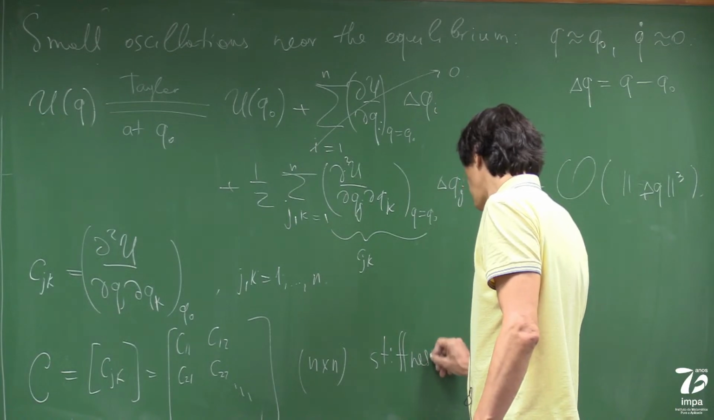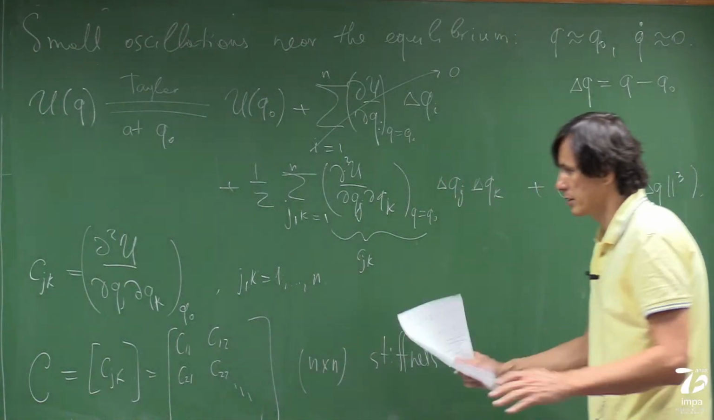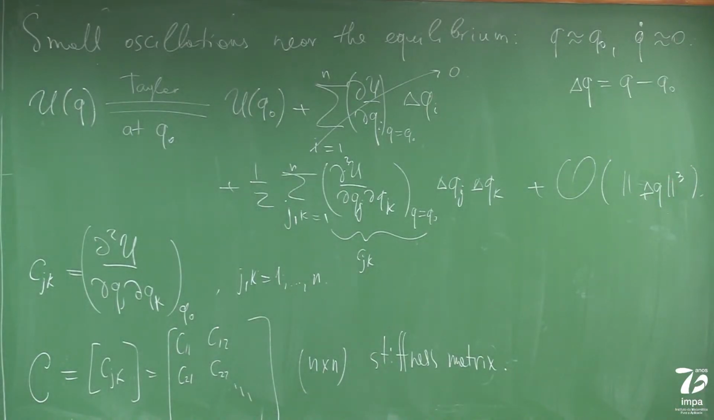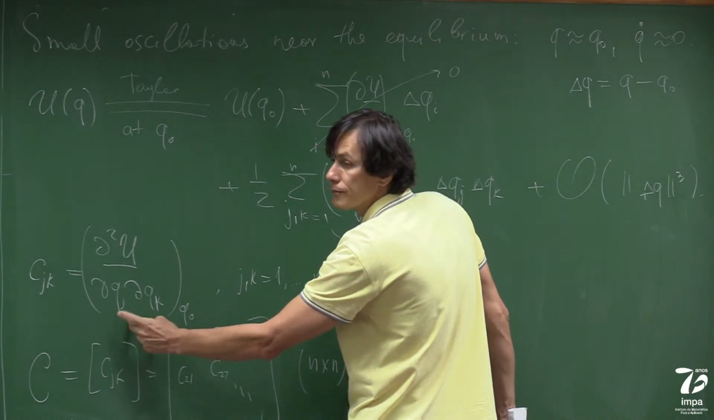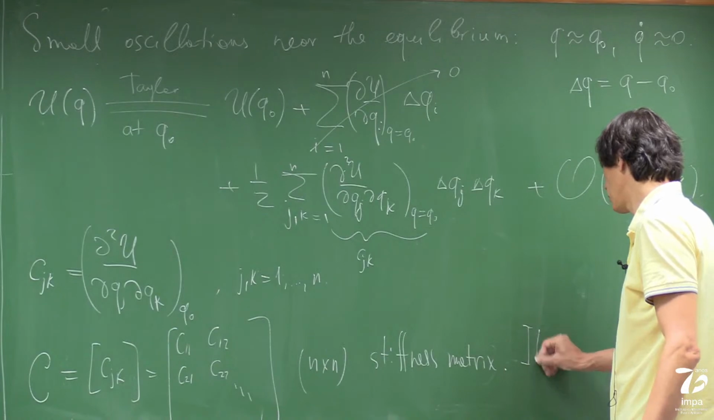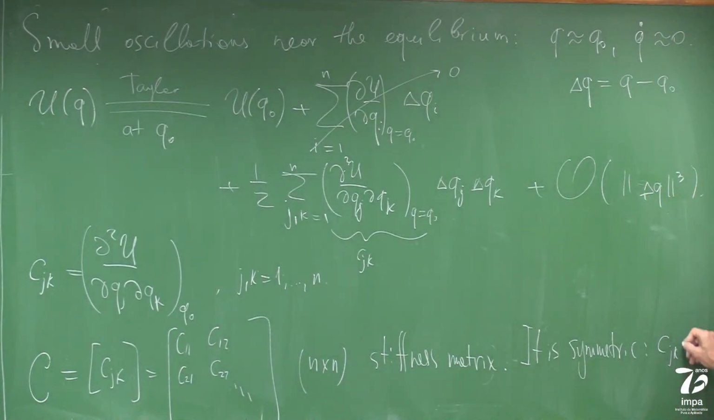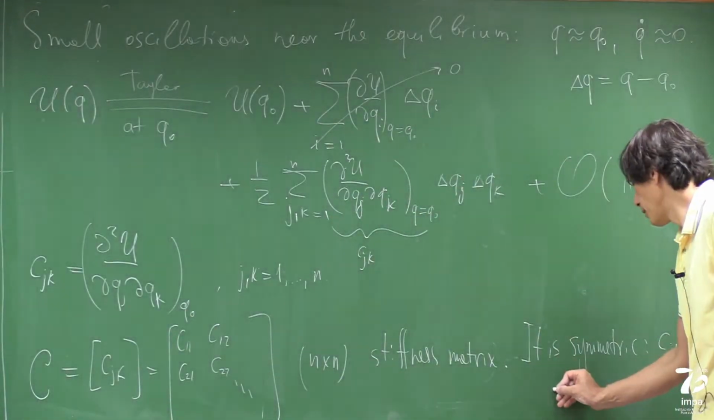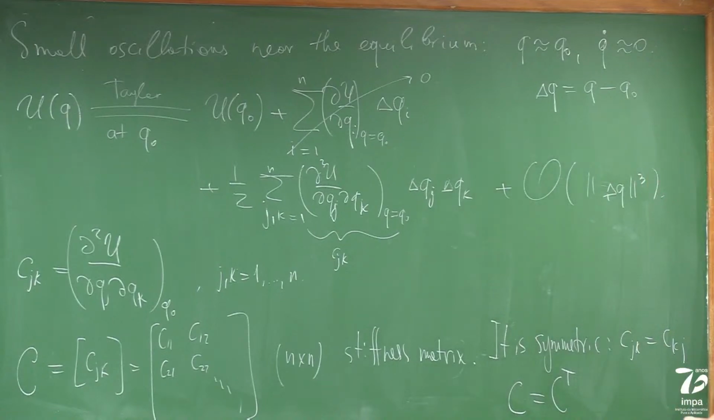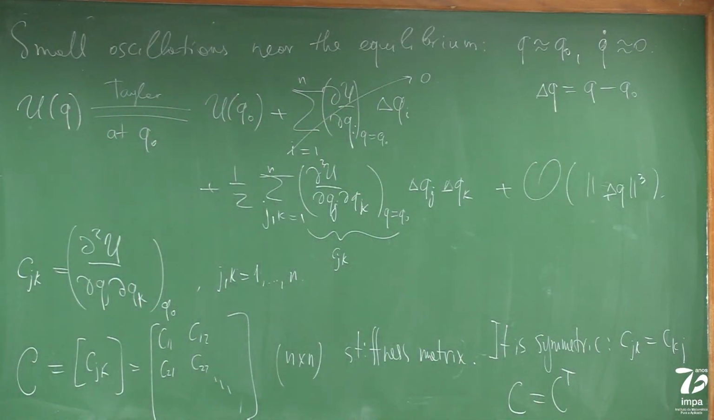We will call it the stiffness matrix because we will see that it comes from elastic coefficients, but in principle it can have any other physical origin. What is important in this matrix is that the derivatives commute. So it is symmetric, because C_jk is the same as C_kj, since the order of derivatives doesn't matter. Or in matrix form, C equals C transposed. Okay? So we have this. Almost done.